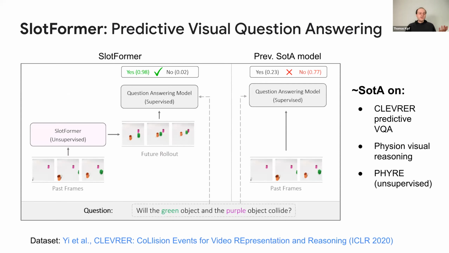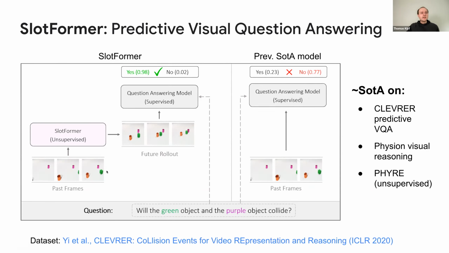And we can also use it for visual question answering, by effectively answering video questions. For example, will the green object and the purple object collide in this simple CLEVRER example here? And the past state-of-the-art model for this effectively took the input video, abstracted it into objects, and then used a big transformer to run question answering on this scene. That's one recipe that a previous state-of-the-art model used.